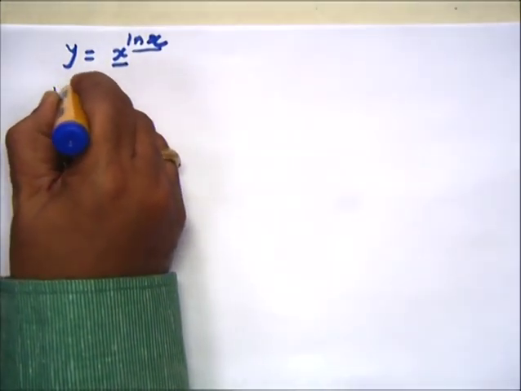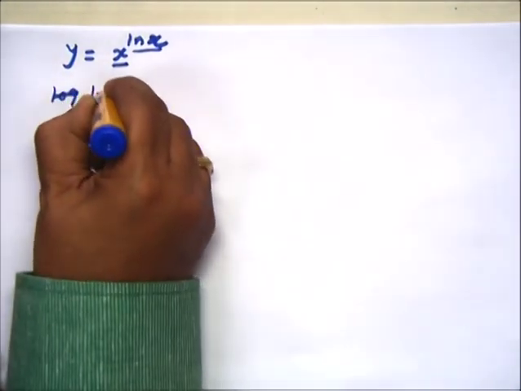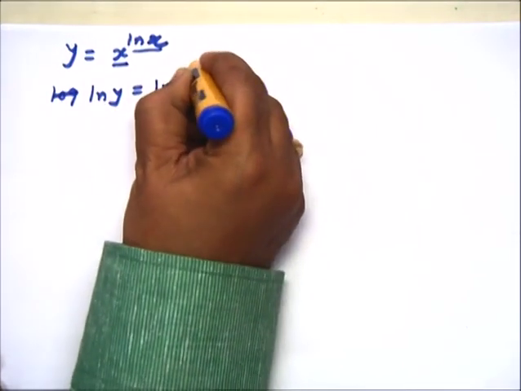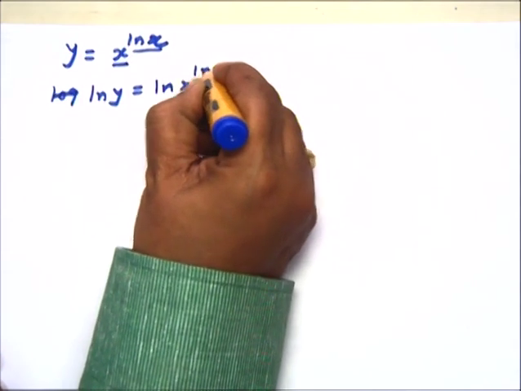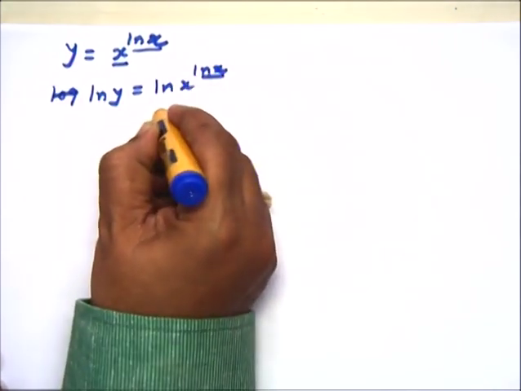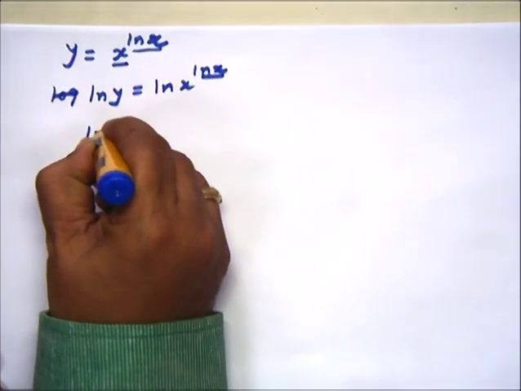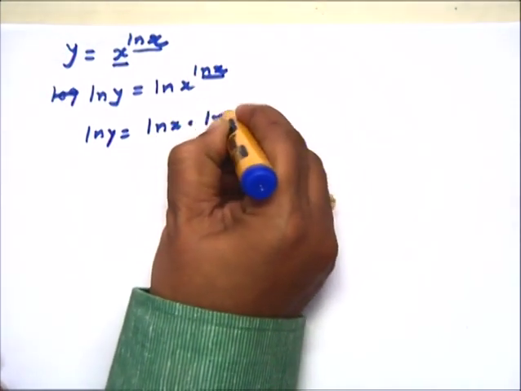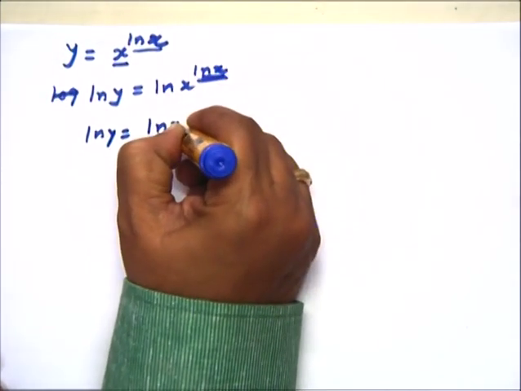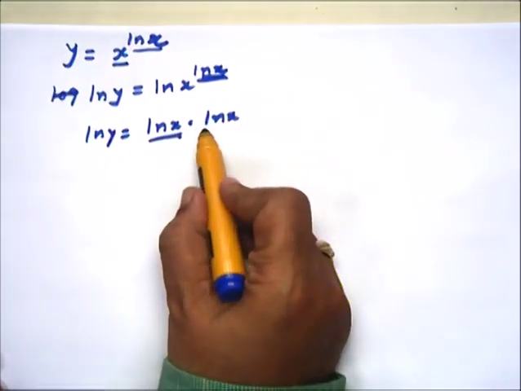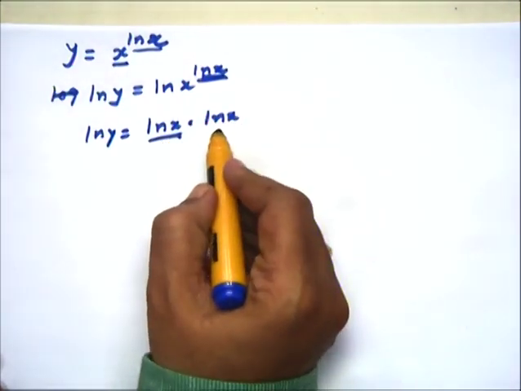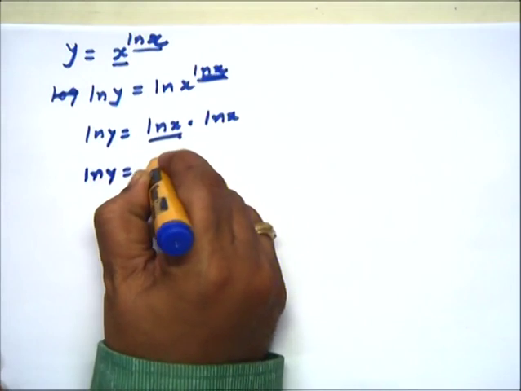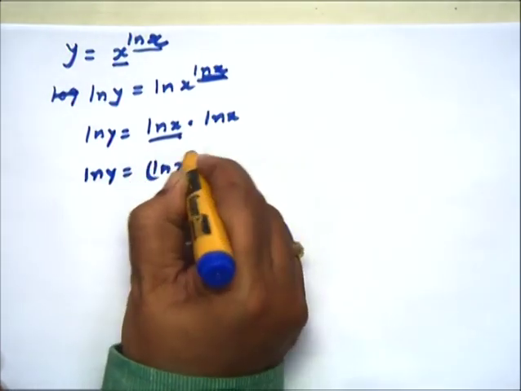Here we take log on both sides, that is ln y is equal to ln of x raised to ln x. This ln x, as it is in the power, we can take in the multiplication. So it is ln x into ln x. This ln x we have taken in the multiplication and into ln x. Now ln x into ln x is equal to, or log y is equal to, log x whole square.